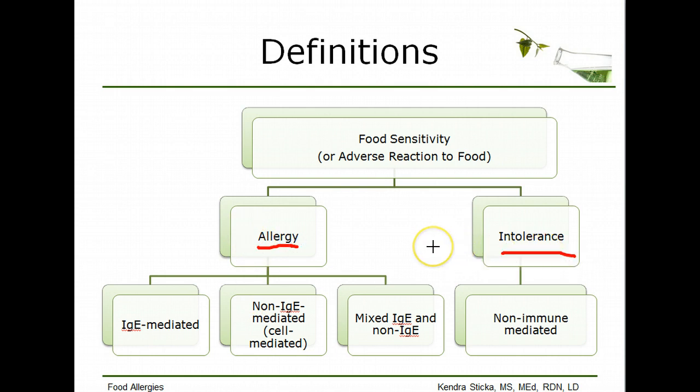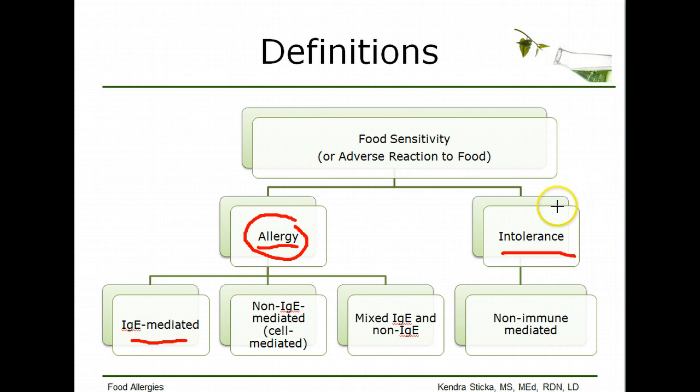So really the key difference between a food allergy and a food intolerance is that an allergy causes some sort of immune response. So the immune system reacts in some way. You see the breakdown here, there's different types of immune cells that can respond. So there's the IgE mediated, non-IgE mediated, or cell mediated, or mixed IgE and non-IgE. It's important to be familiar with that terminology, but basically it's just a matter of different immune cells that react to the allergen.